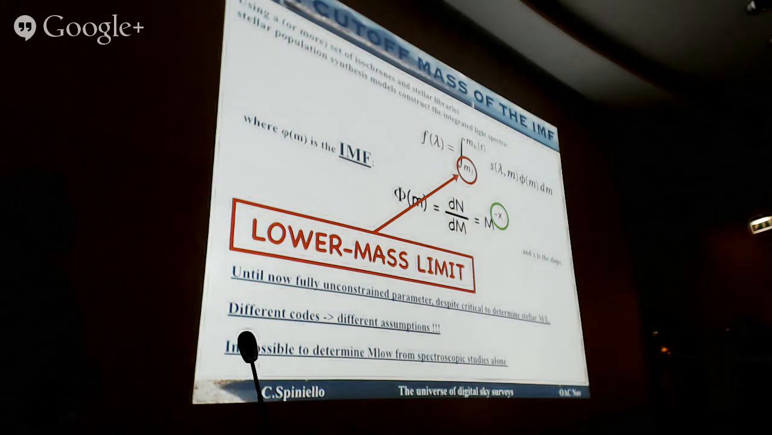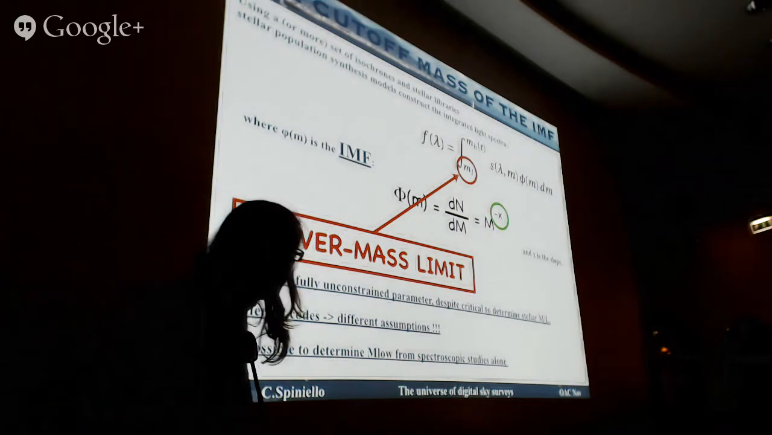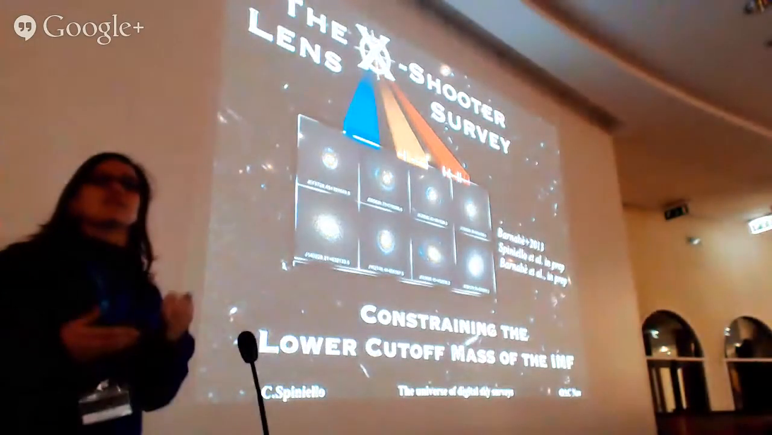And what's really, really annoying to me is that different codes, without telling you, are using different assumptions for this number. For instance, Conroy and van Dokkum use the hydrogen burning limit, 0.08, whereas Bruzual and Charlot 2003 are using, I'm sorry, my Italian is popping up, Bruzual and Charlot 2003 are using 0.11 solar masses. Obviously, if you're looking at light, so from spectra, you're not going to put any constraint on this number. But luckily for us, we have lensing, and lensing traces mass.